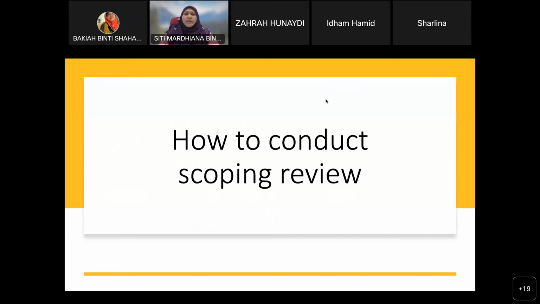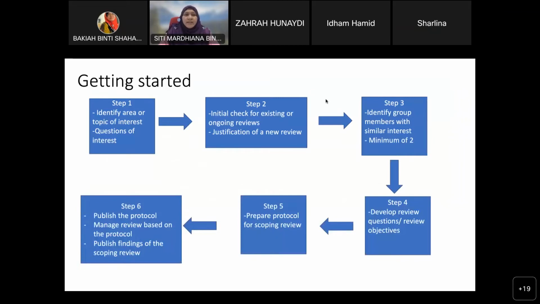Okay, now we come to the session of how to conduct a scoping review. To get started, the first step is that you need to identify the area or the topic of interest, and then you need to come up with the questions of interest. Once you have identified the topic of interest, the next step is to check whether there is an existing or ongoing review. So you don't want to do a scoping review that has been published before. And then you need to justify why you need to have this new review.